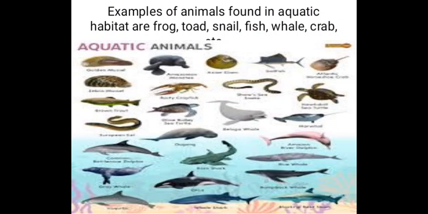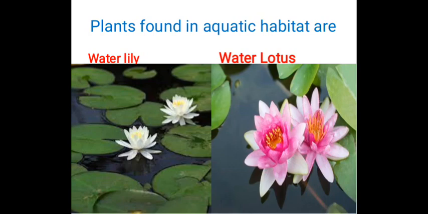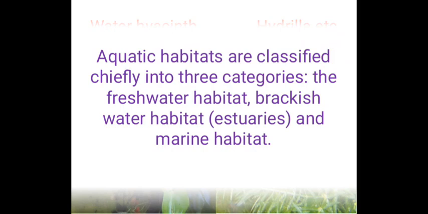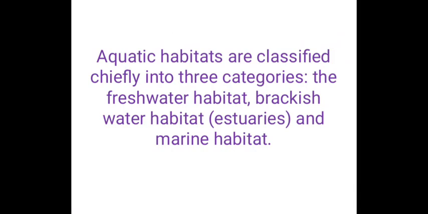Now let's look at examples of animals found in aquatic habitat, like the frog, the toad, the snail, the fish, the whale, crab, etc. Plants found in aquatic habitat are the water lily, water lettuce, water hyacinth, and hydrilla, etc. Aquatic habitats are classified chiefly into three categories. We have the freshwater habitat, the brackish water habitat, also called estuaries, and marine habitats.